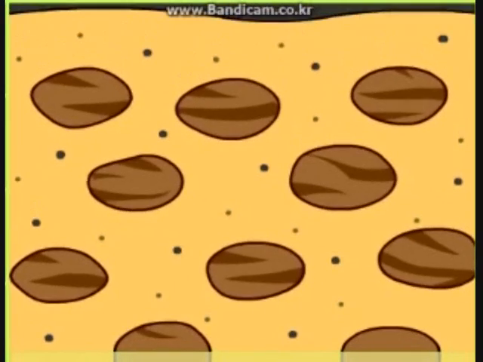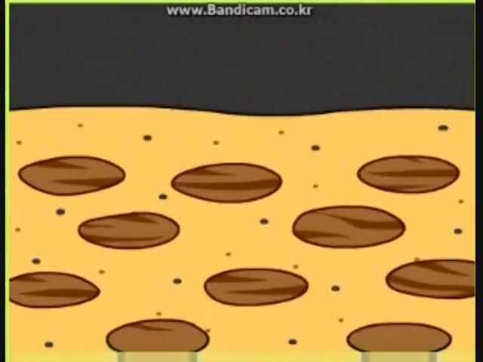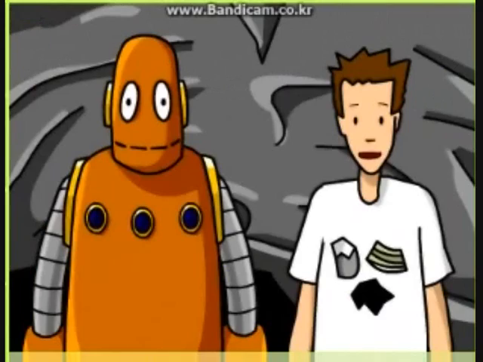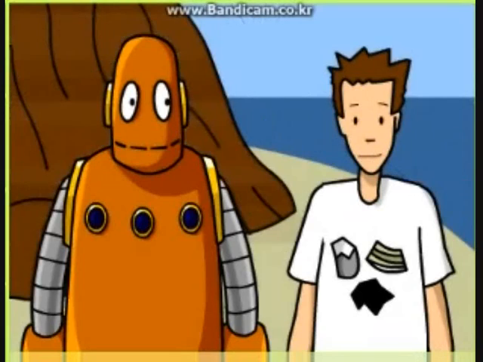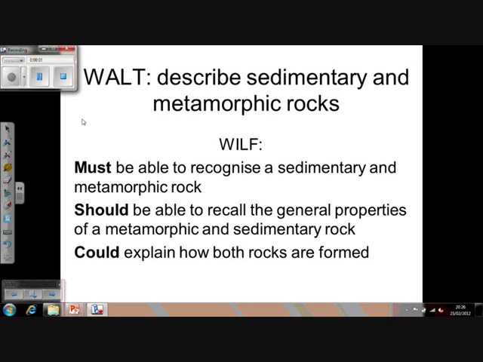Metamorphic rocks have mineral grains that are flattened and aligned. An igneous rock can be transformed into a metamorphic rock when enough heat and pressure are applied. So can sedimentary. To recap, you should be able to recognize a sedimentary and metamorphic rock.